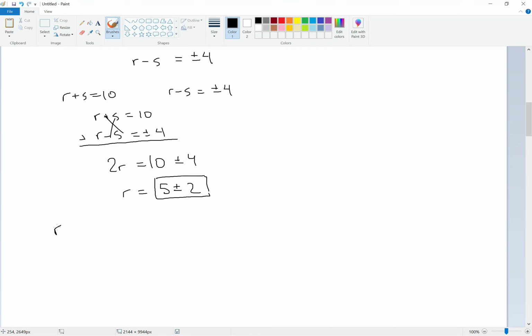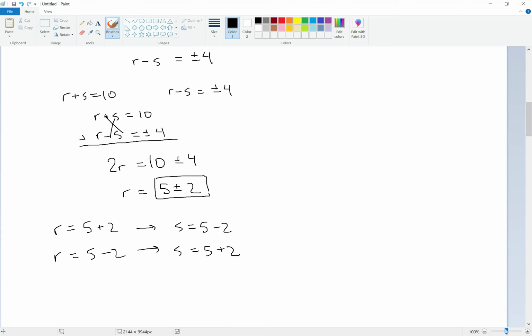So if r is equal to 5 plus 2, then we can plug this into r plus s equals 10. So r is equal to 7, and that makes s equal to 3. So s is equal to 5 minus 2. And if r is equal to 5 minus 2, then s is equal to 5 plus 2. And so what this means is that one of the roots is going to be 5 plus 2, and one of the roots is going to be 5 minus 2, no matter what. And that means that we're able to actually solve for the roots of this equation. That's it, we did it.